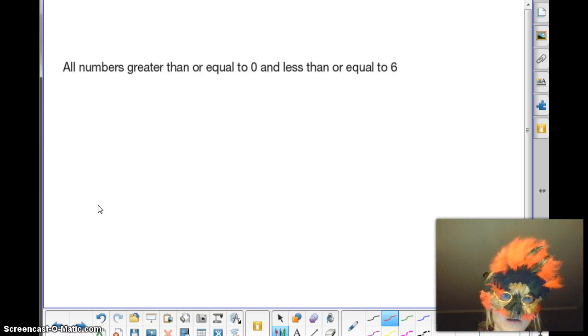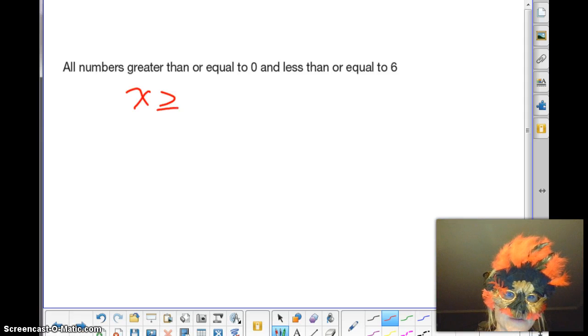This one says all numbers greater than or equal to 0. So I'm going to go ahead and write myself an inequality there. All numbers greater than or equal to 0. And is our key word.